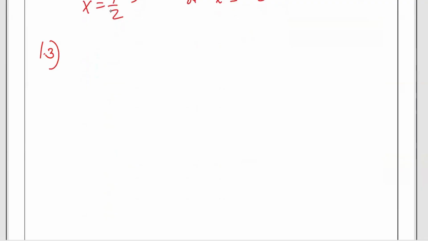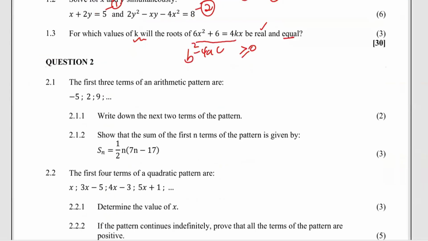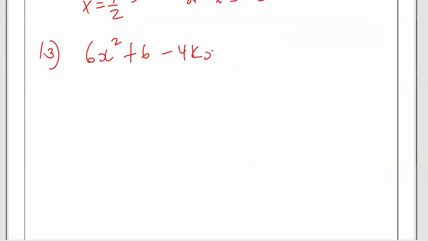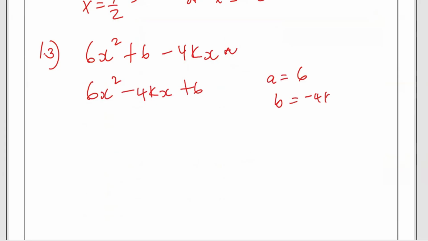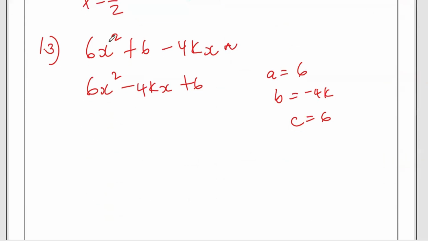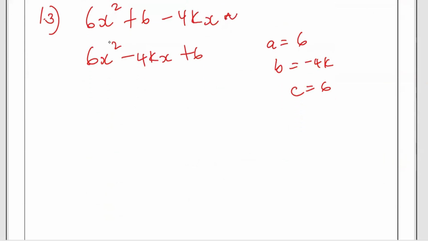1.3, we have 6x squared plus 6, minus 4kx. So rearrange this and we see what we get. So it's 6x squared minus 4kx plus 6. So the a is 6, the b is a negative 4k, the c is also 6. Now let's substitute into our discriminant and see what we obtain. All right, so that's going to be b squared minus 4ac is greater or equal to 0.